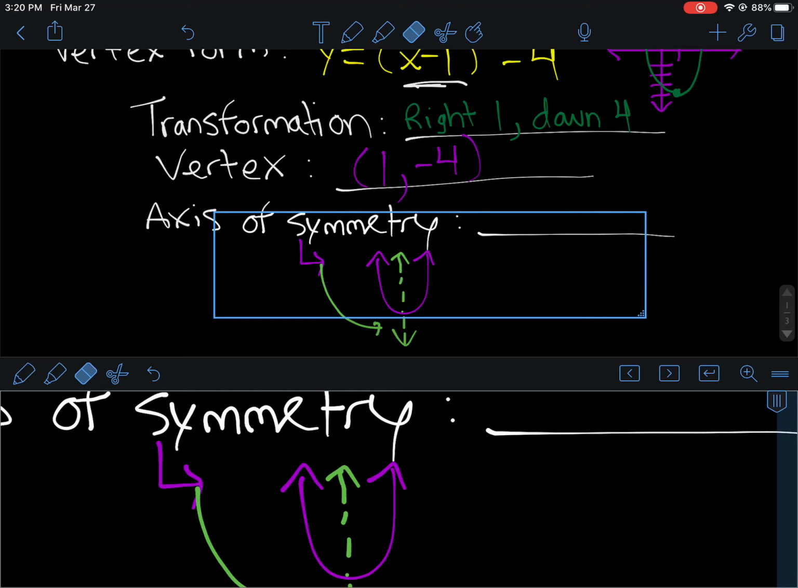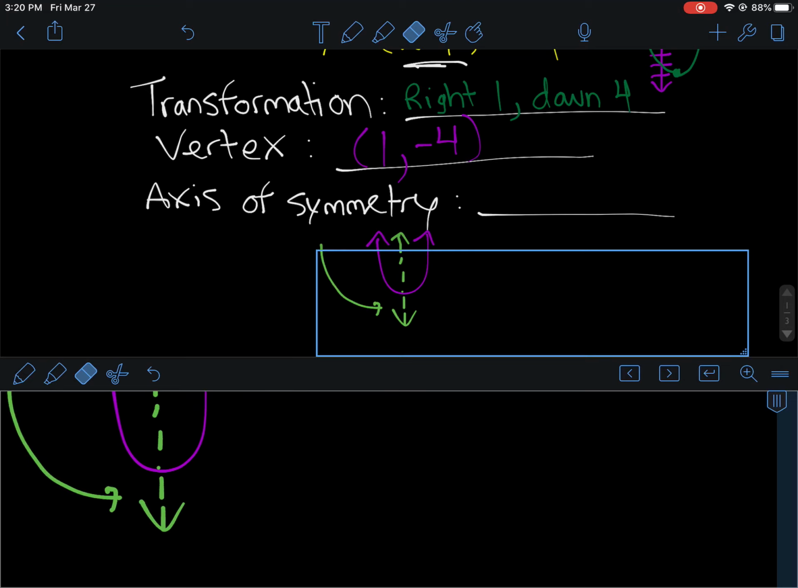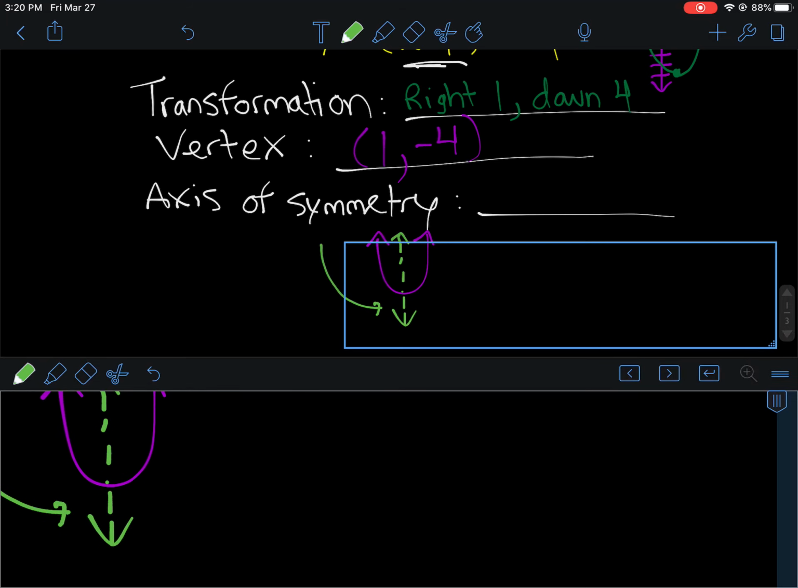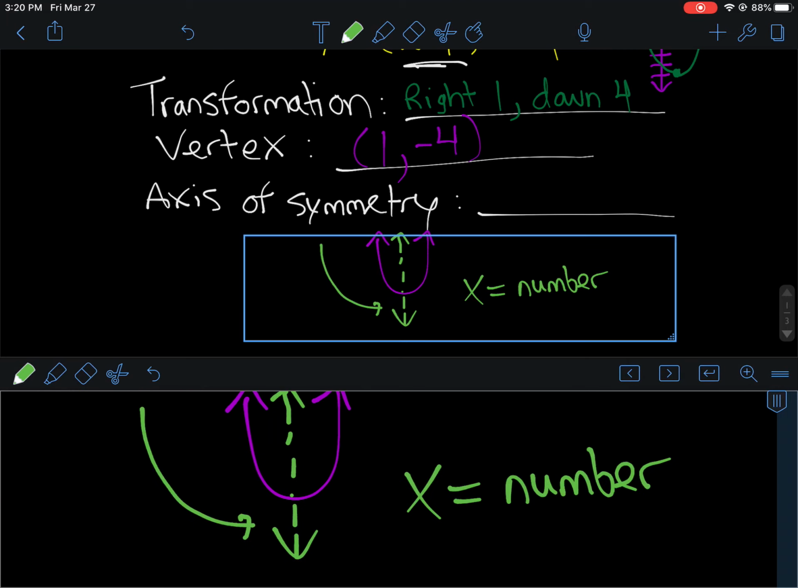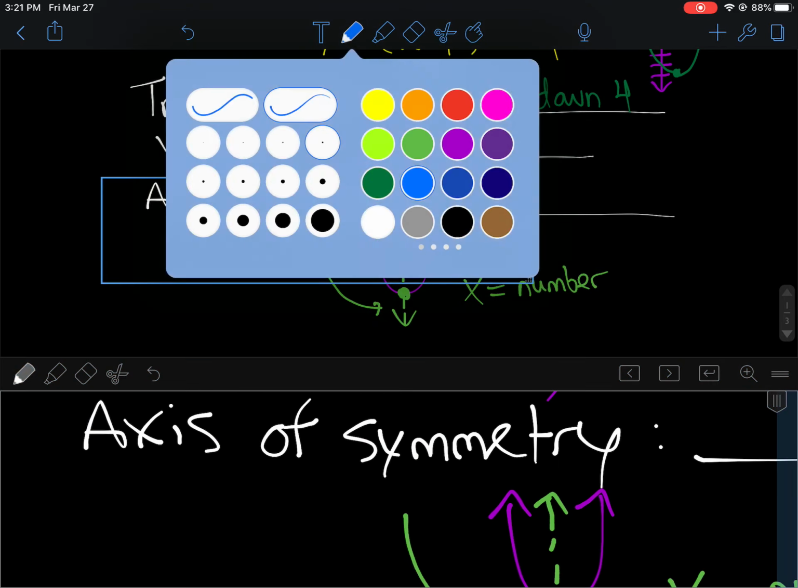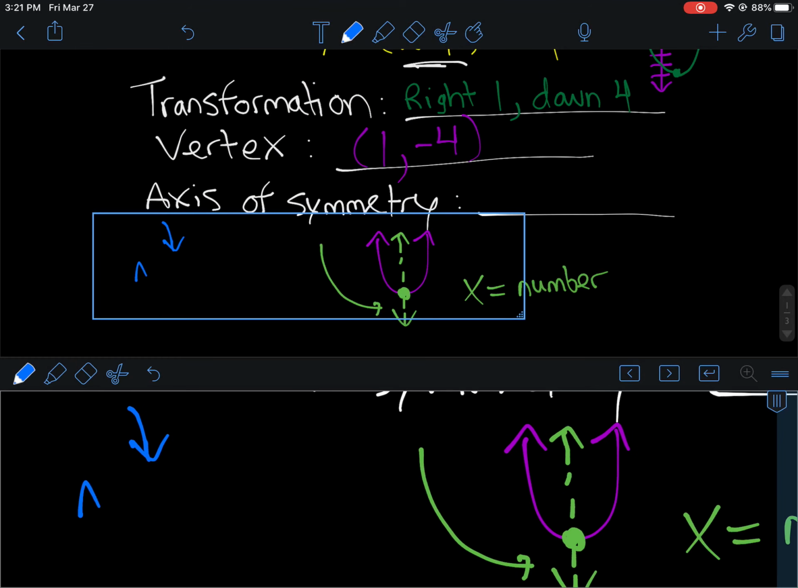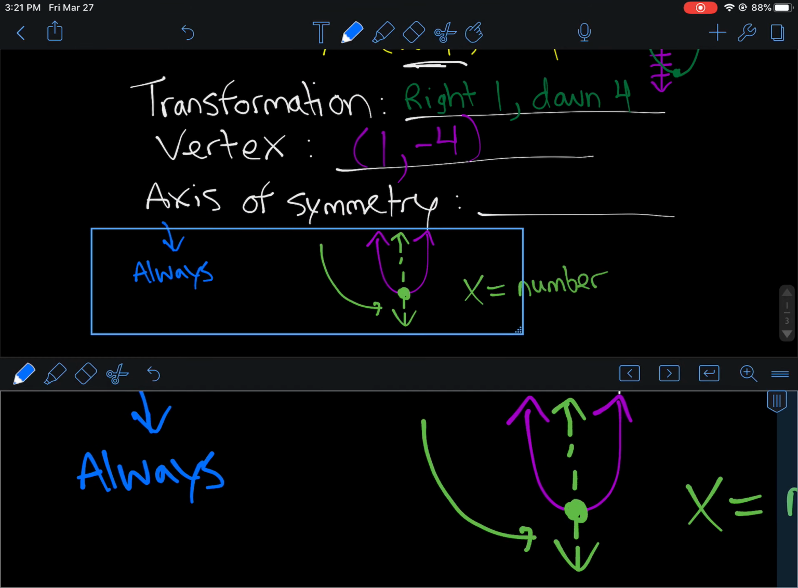So the axis of symmetry is always going to be a vertical line. Since it's a vertical line, it's always going to be x equals a number. Because we talked about lines first semester, and remember when it was like x equals 3, it was a vertical line that went through 3 for x. So the axis of symmetry is always going to be vertical and also is always going to go through the vertex. So since it's vertical, always going through the vertex, and always x equals a number, your axis of symmetry, simply put, is always the x of your vertex.